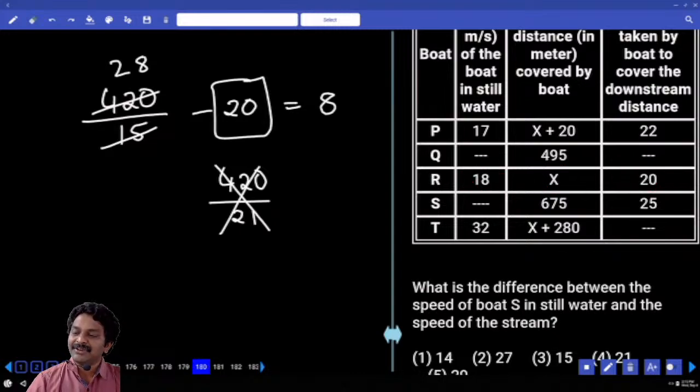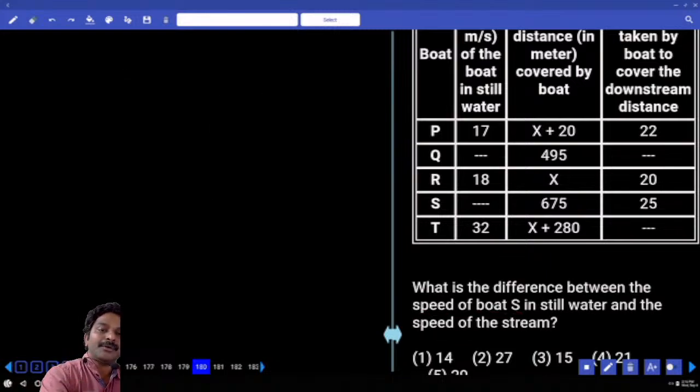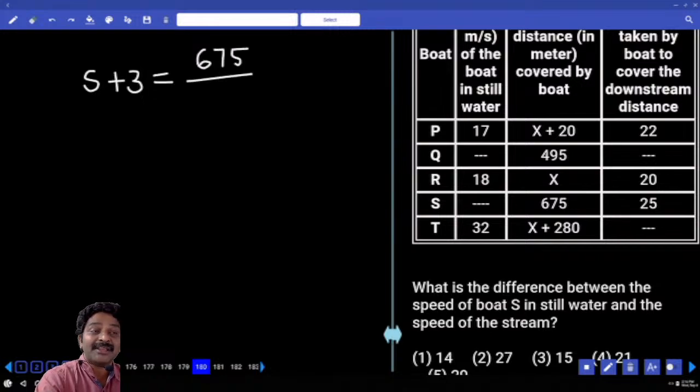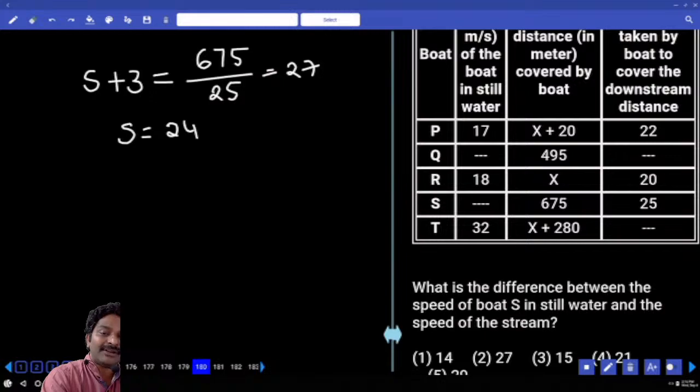Next, what is the difference between the speed of boat S in still water and the speed of the stream? Now, the boat S speed in still water we don't know. How much is the stream speed? 3. Then the downstream speed is equal to S plus 3, which is equal to the distance covered, 675, over the time taken to cover the distance downstream. How much is the time? 25. How much is this? 27. Then the man speed in still water is equal to 24.